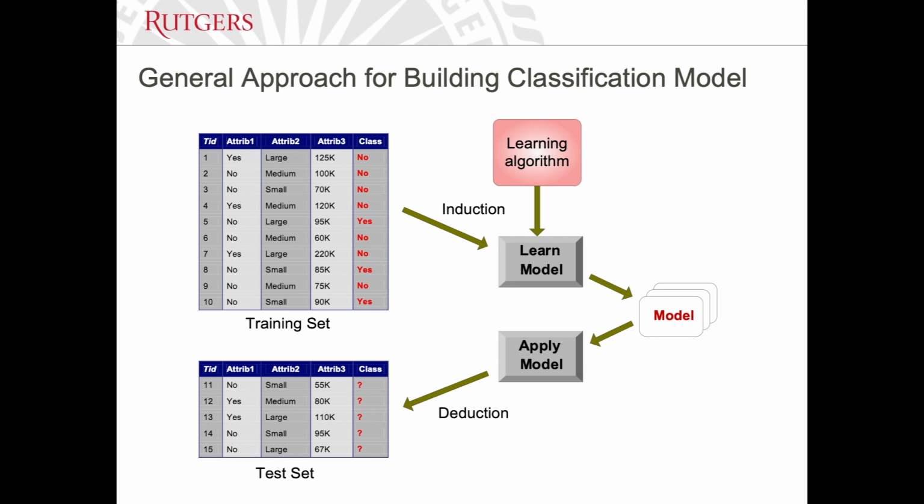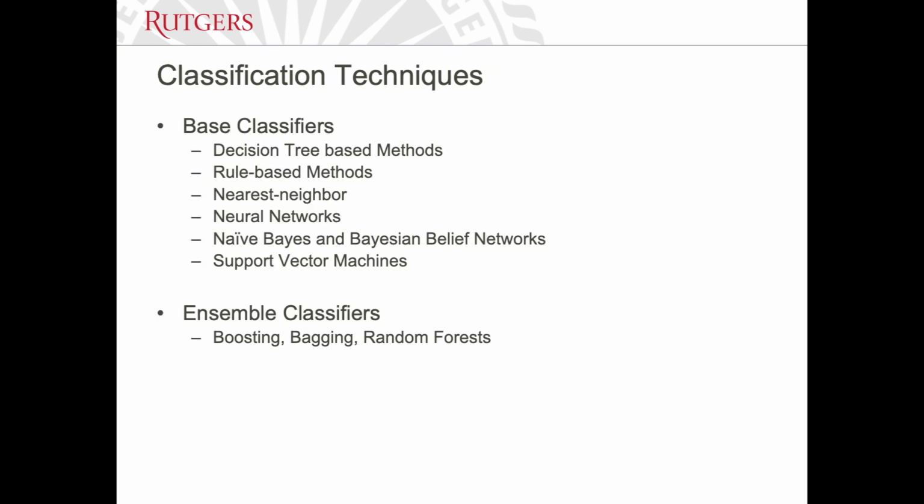So the model generated by learning algorithms should both fit the input data well and correctly predict the class labels in the testing set. So it's important to build models with a good generalization capability. There are different types of classification techniques. We will go over a few of them in this set of videos.